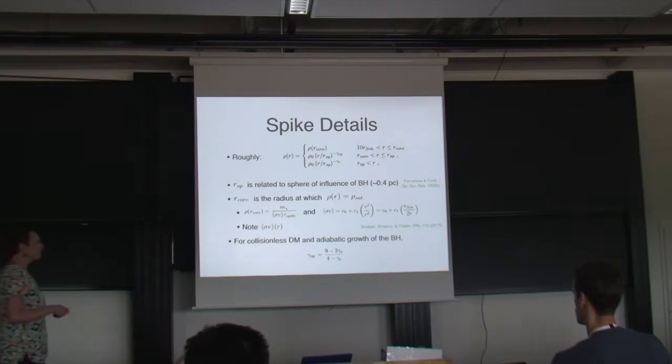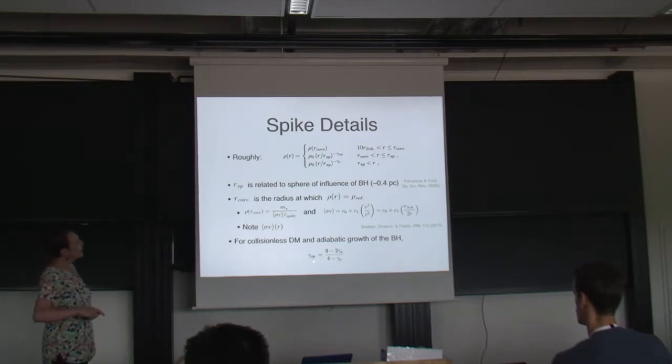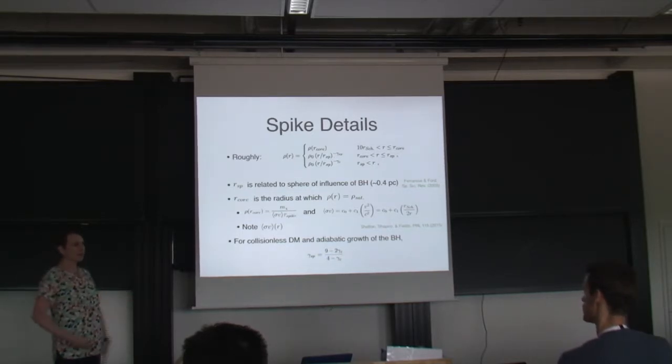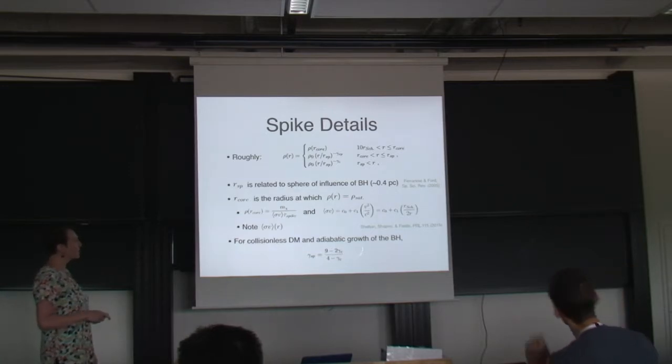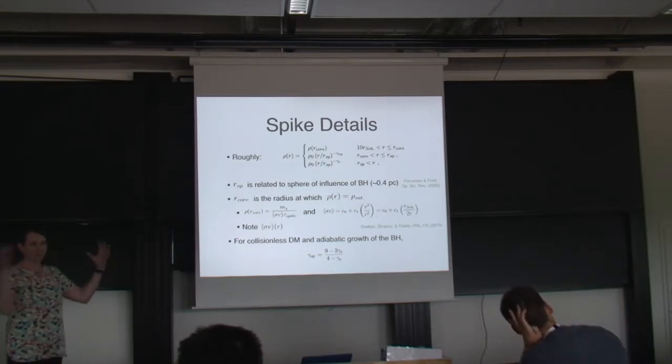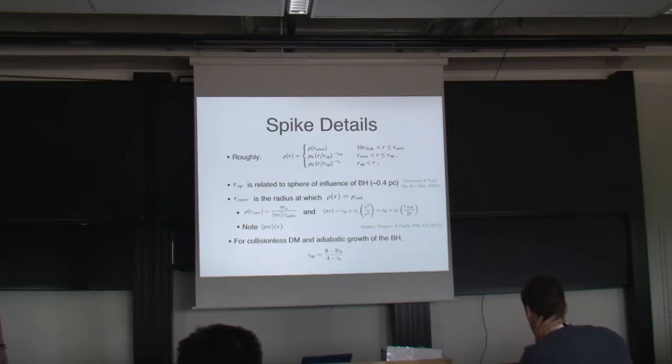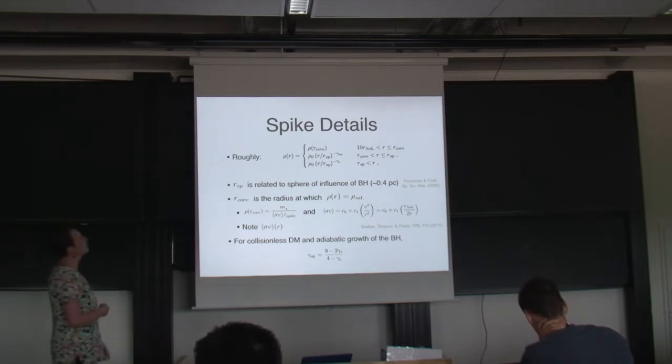Okay, and then as I said, the power law that determines the spike is actually just related to the power law from outside, or the power law from which it grew, and there's a simple expression assuming that it's just the adiabatic growth and these things are on circular orbits. So that's our beginning assumption.